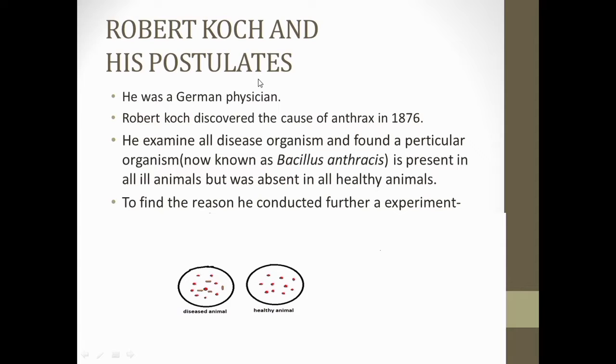So let's talk about how he did it. Robert Koch was a German physician, and he discovered the cause of anthrax in around 1876. At that time in Europe, the disease anthrax was destroying a lot of sheep. That's why he decided to work on it.